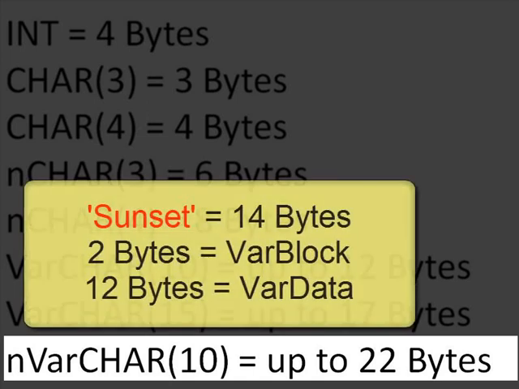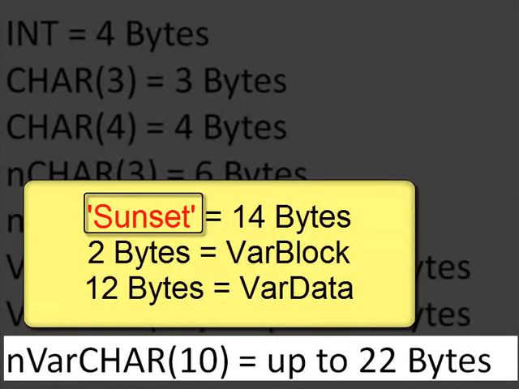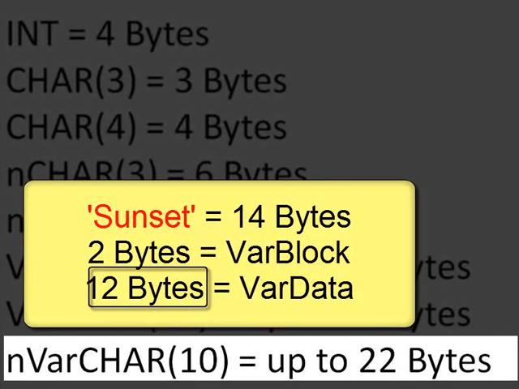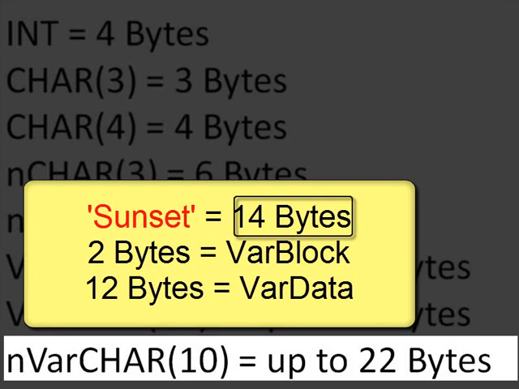If you put 6 characters in an nvarchar 10, it would take up 12 bytes for the characters, and another 2 bytes for the variable length set, so that would consume a total of 14 bytes.